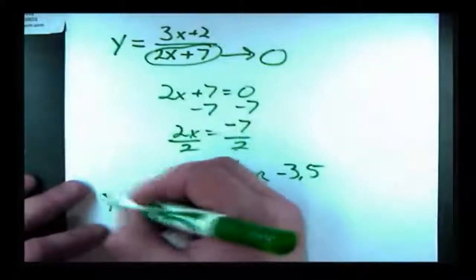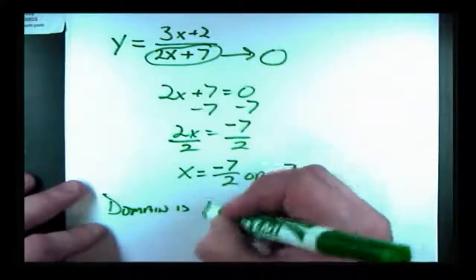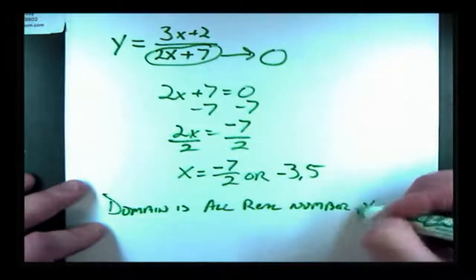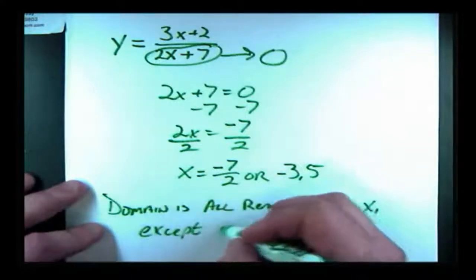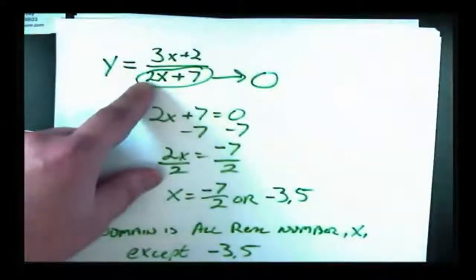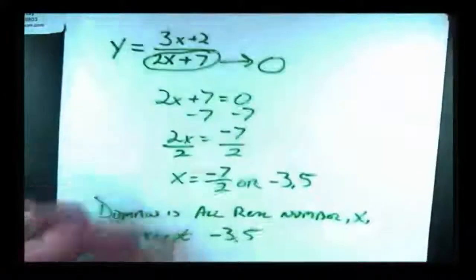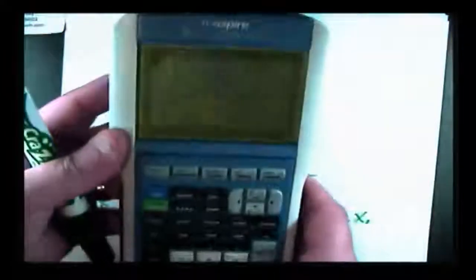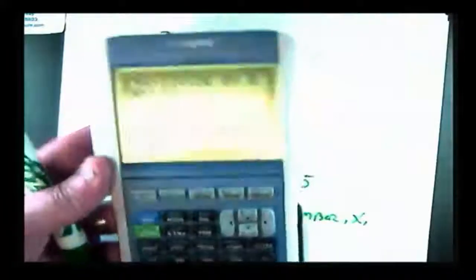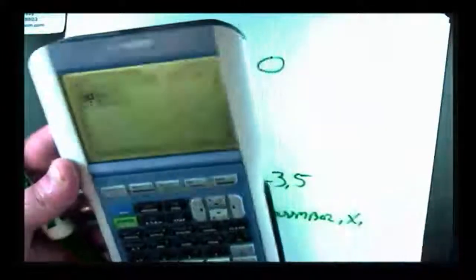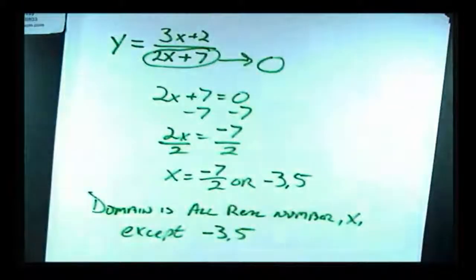And so our domain is all real numbers x except negative 3.5. Because negative 3.5 makes this equation being divided by 0. We cannot divide by 0. A little bit more proof that that's the case is on our calculators. If I divide by 0, I'll take my favorite number 11. I'll divide it by 0, and my calculator gives me an error. Divide by 0. You cannot do that. So this is how we find out what numbers we can actually plug in to our function, and will give us reasonable answers. So that's a little bit on domain.